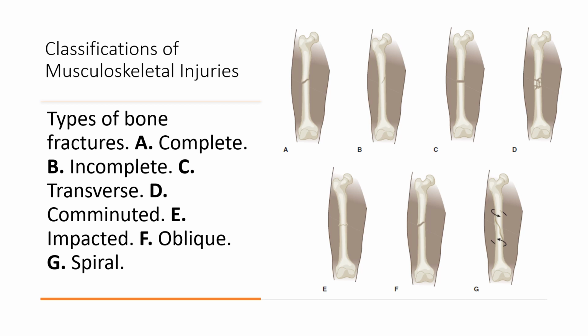Next is comminuted, and it's more the shattering. There's no solid structure difference between the two ends of those broken bones, and it's just broken up in multiple pieces. Impacted is typically more from fall injuries, where the break happens due to the impact head on. And then oblique, hitting at more of an angle that we see right there.